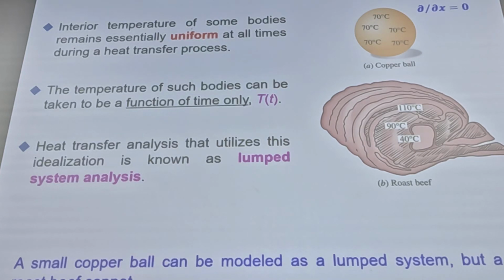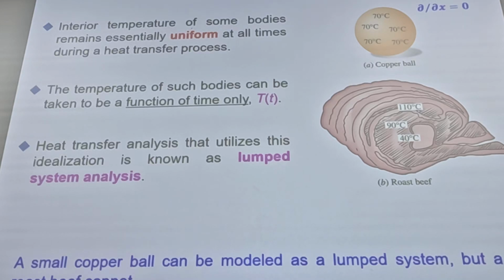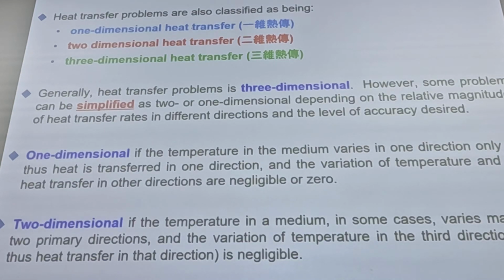Just by looking at those texts, you can realize the lumped system will be an easier way to solve the equation because it's only a variation of time, not of position. Okay. So of course there is multi-dimensional heat transfer: one-dimensional, two-dimensional, three-dimensional.